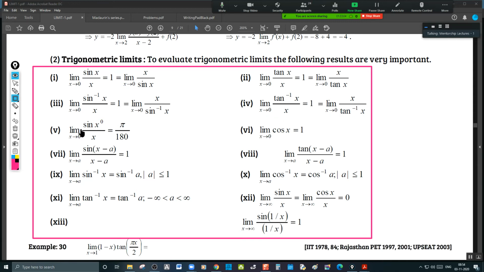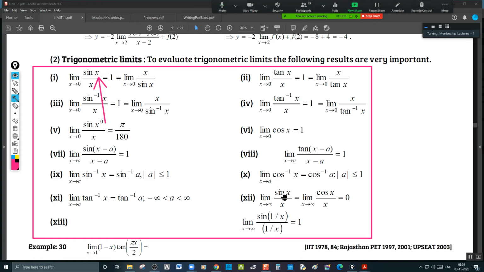And you have to recognize the difference between these two. Here x is given in degrees, and in the other, x is given in radians. When degrees are given, this limit is valid only in radians. So you have to convert these degrees to radians, and only then can you solve the limit. That is the reason why, instead of 1, you get pi by 180. Remember that.